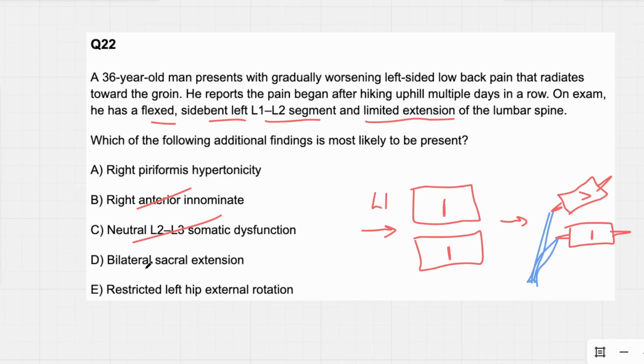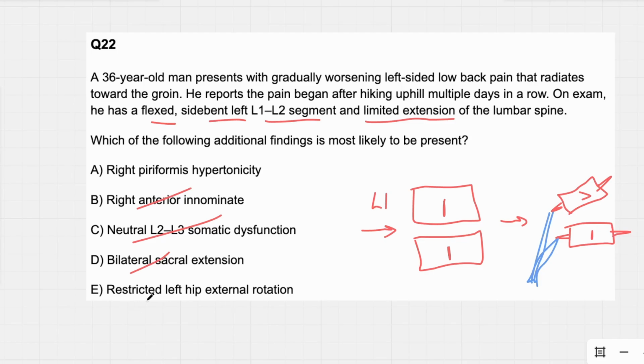Bilateral sacral extension is not happening. There might be a rotation. Again, I don't see that tested very heavily, but it's not going to be a bilateral extension. And then restricted left hip external rotation. The problem was with the contralateral piriformis causing external rotation.